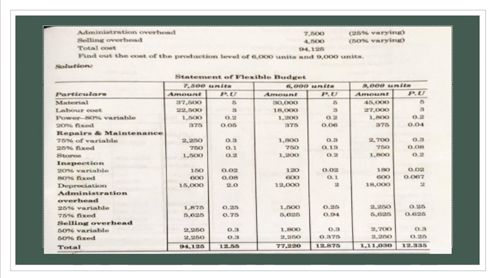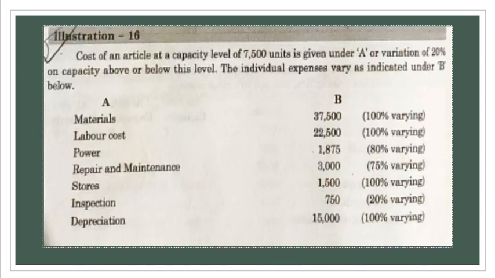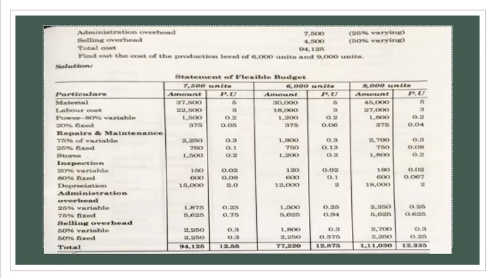So, statement of flexible budget particulars. Here they have asked us to prepare for production levels of 6,000 and 9,000. The data currently given is for how many units, that is given in the question in the first line: cost of an article at a capacity level of 7,500 units is given under A. So it is the expenses or cost for the capacity level of 7,500. They are given for 7,500 and they are asking us to prepare for production levels of 6,000 units and 9,000 units.